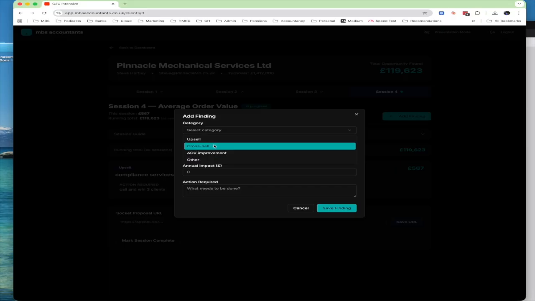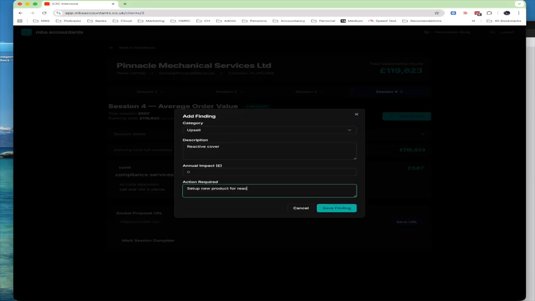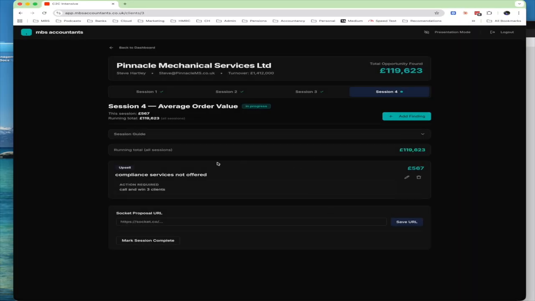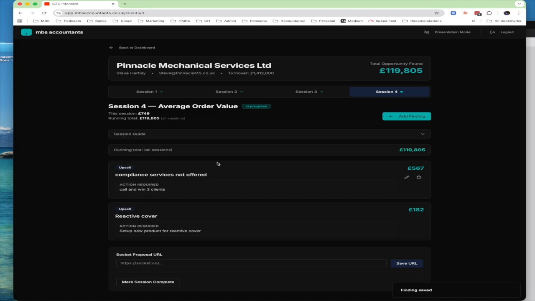at 9.1% is £182 of additional profit as well. So that's also another upsell area, and it was the reactive cover. So set up a new product for reactive cover. And the annual impact at the moment is £182, but like I say, it could come up further from there, and they've got numerous clients of which they could offer that to as well.